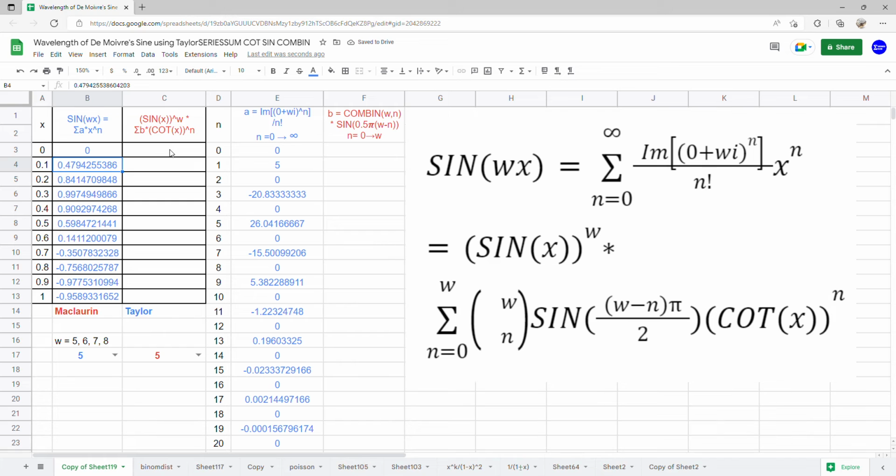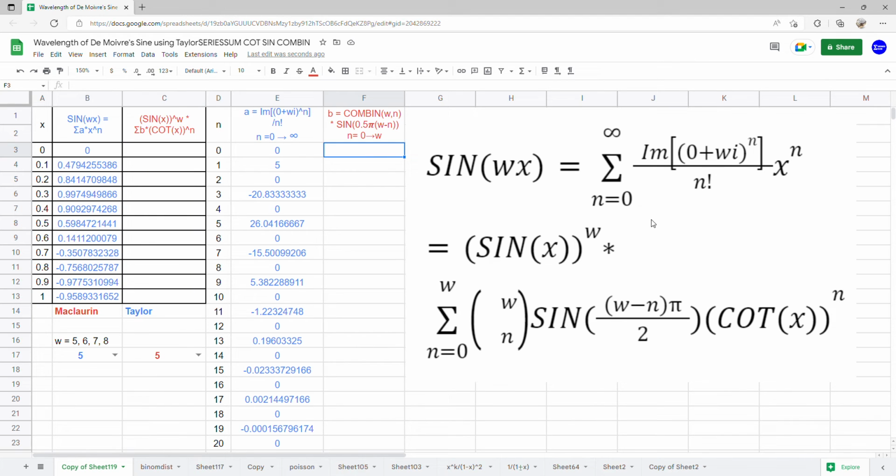Now we can continue with the Taylor series expansion using the cotangent equivalent. So this will be sine of x raised to the power w times the summation of combine x w comma n times sine of w minus n times pi over 2 times cotangent x raised to the power n. That is with this letter b, or b coefficient, which is the combination and the sine function. And the value of n is from 0 to w.